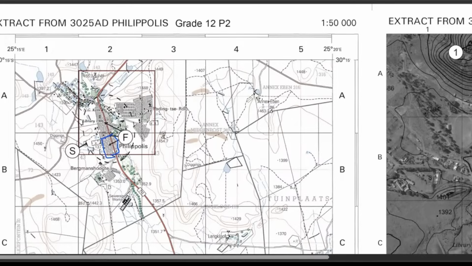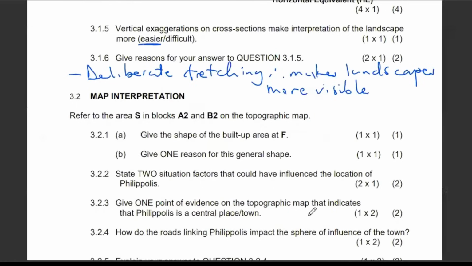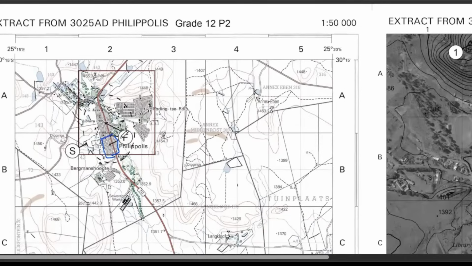So the question is saying, give the shape of the built-up area. What shape is being portrayed by this built-up area, which is labeled F? If you check, it continues going there. So the ultimate shape of this whole built-up area, we can see it's slightly having 5 sides, because this constitutes side number 1, side number 2, 3, and this is side number 4.